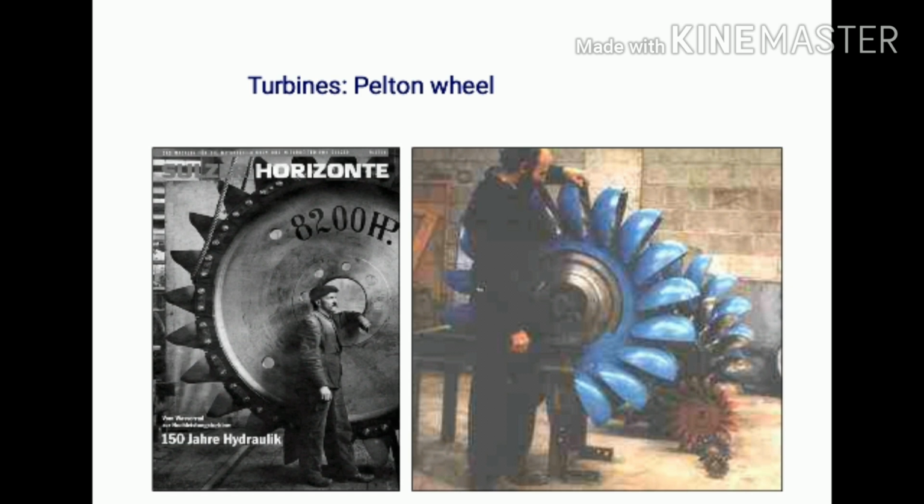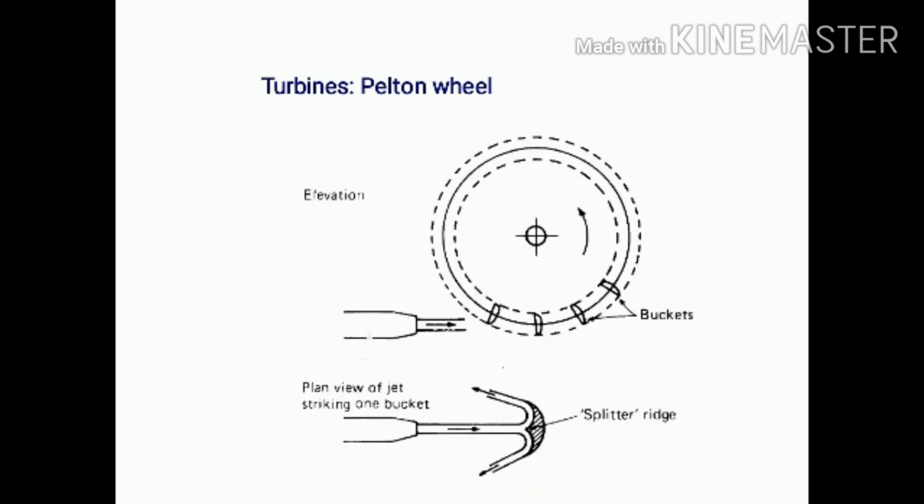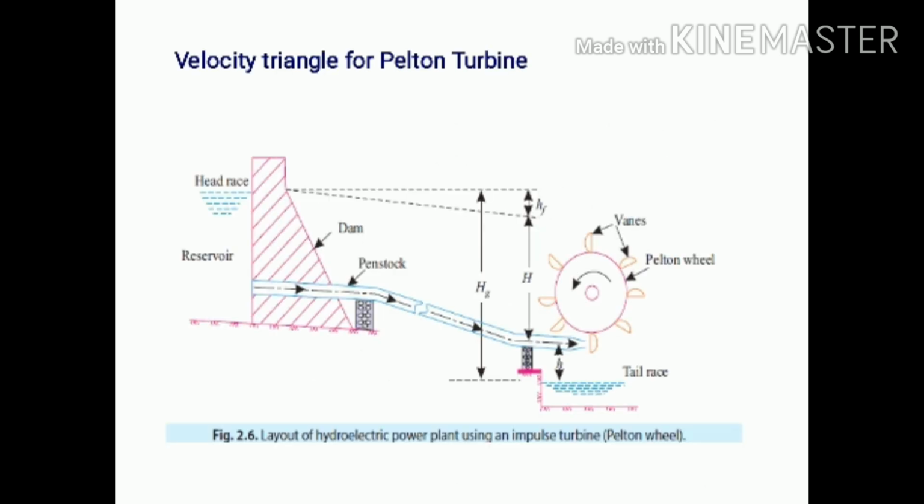Now the main specific features of the turbine are: the power generation is about 400 megawatt, the speed ranges from 65 to 800 rpm, efficiency is about 85%, the runner diameter is from 0.8 to 6 meters, and the operational head is 15 to 1800 meters. Then in this diagram you can clearly see that the water is striking the splitter at the middle of the bucket, so that it will be divided into two parts. In the next part I will explain that also.